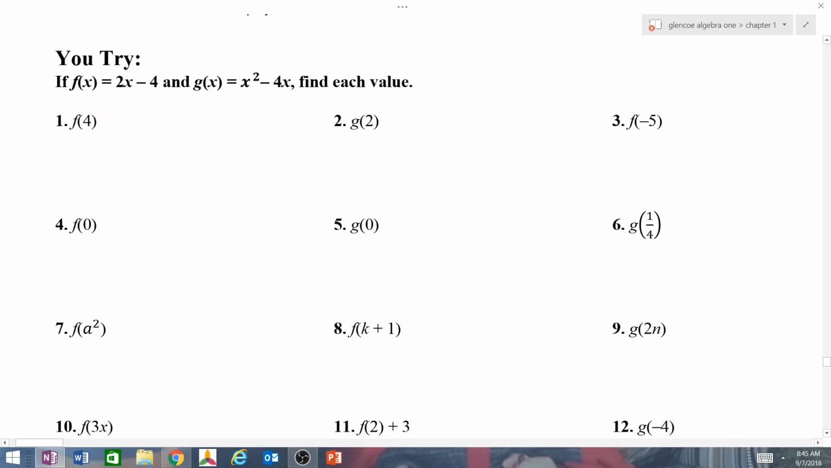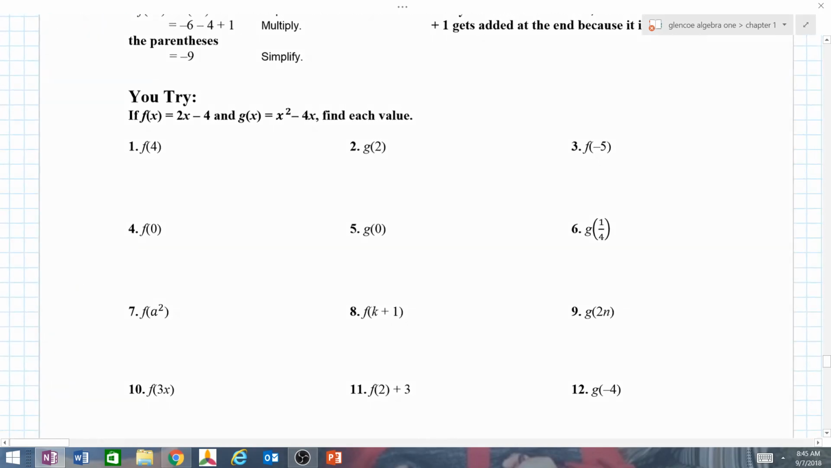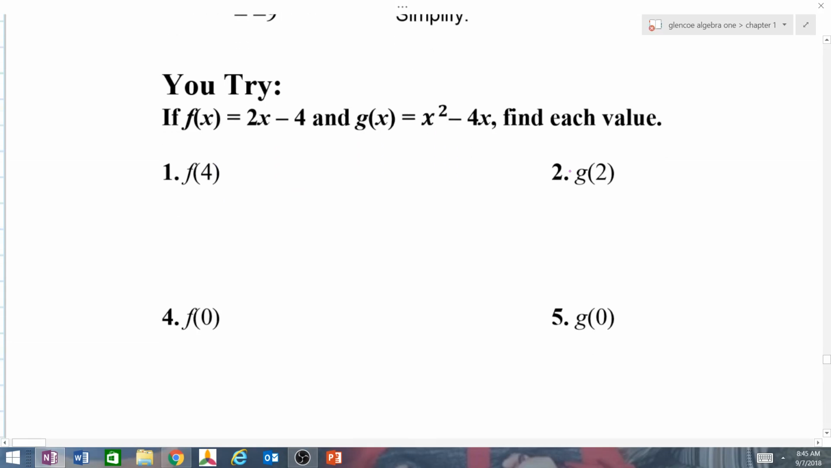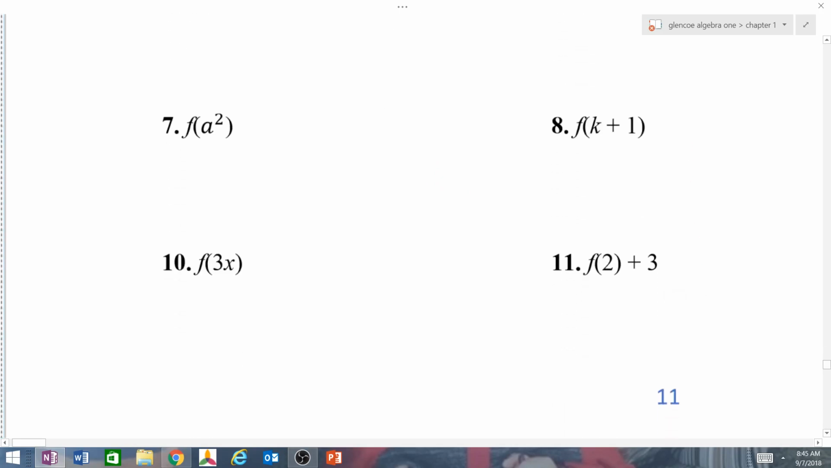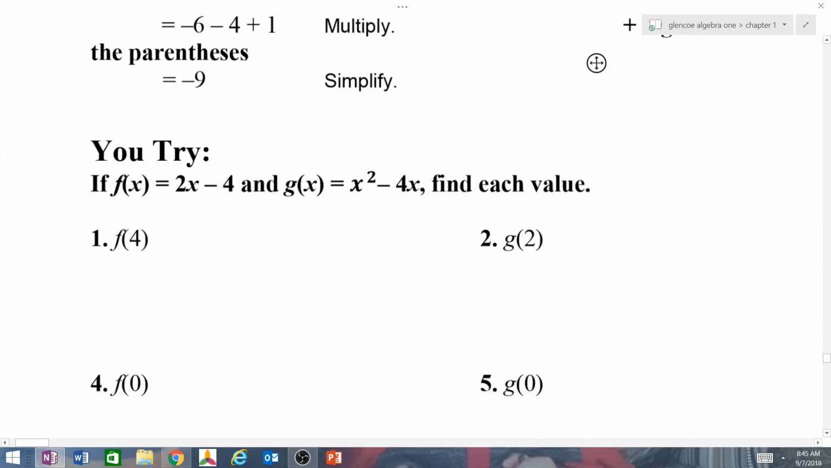All right, so let's look at the problems that I've given you tonight. There are two different equations. One is f of x equals 2x minus 4. So if it asks you to find f with a given number, you use the f of x equation. Does that make sense? The other equation is g of x equals x squared minus 4x. So when you see something that says g of 2 or g of 0, then you use that equation.